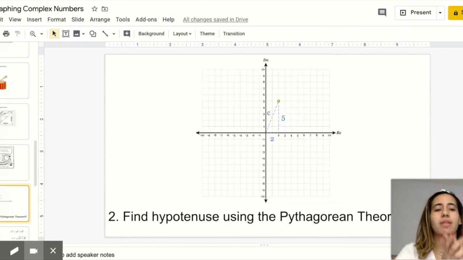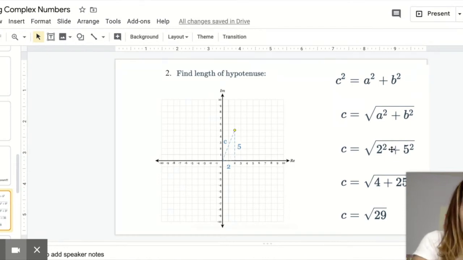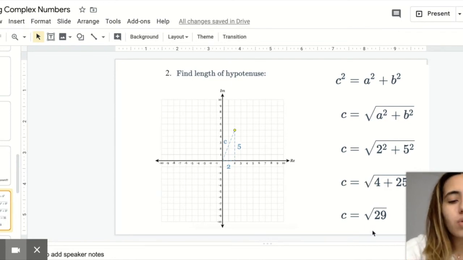Yes, we are using the Pythagorean theorem. So you already have 2 legs. You have a and b. So you're going to plug in the lengths that you already know, 2 and 5, into your Pythagorean theorem. So 2 squared plus 5 squared equals c squared, and then you're going to take the square root of that. So 2 squared will give you 4. 5 squared will be 25. You add up those 2 numbers and you get the square root of 29. So your answer then is just the square root of 29. That is how far your origin is from that plotted point.